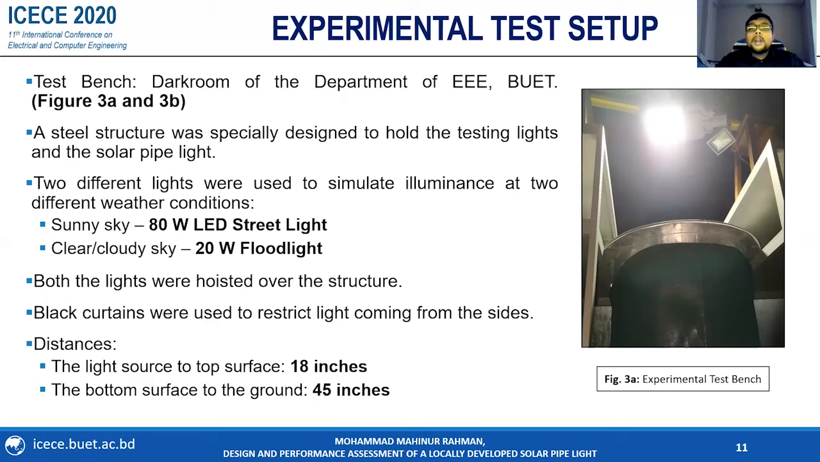Both the lights were hosted over the structure, and we also used black curtains to wrap the solar pipe light so that the light from the inside does not come out and cause errors. The distance from the light source to the top surface of the solar pipe light was 18 inches, and from the diffuser surface of the solar pipe light to the ground was 45 inches.